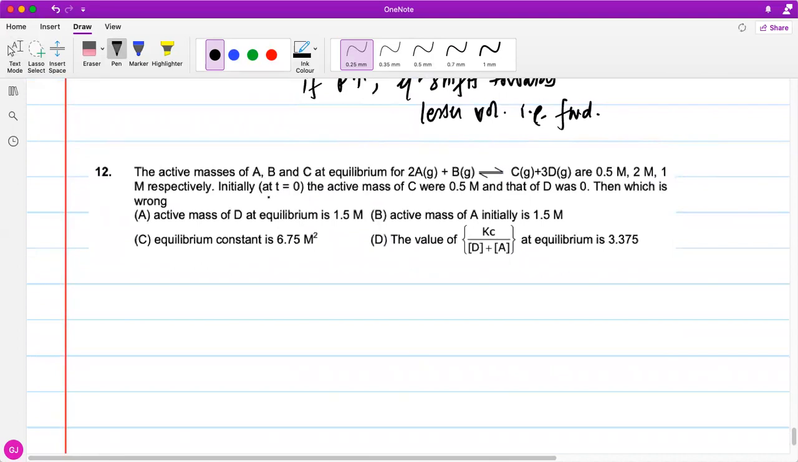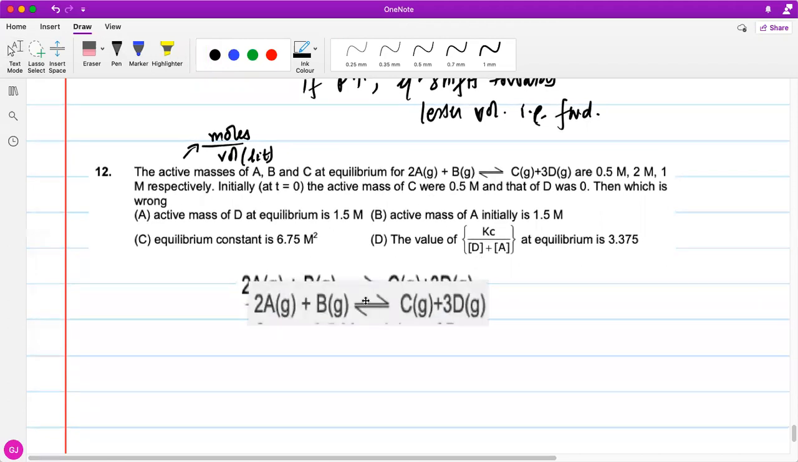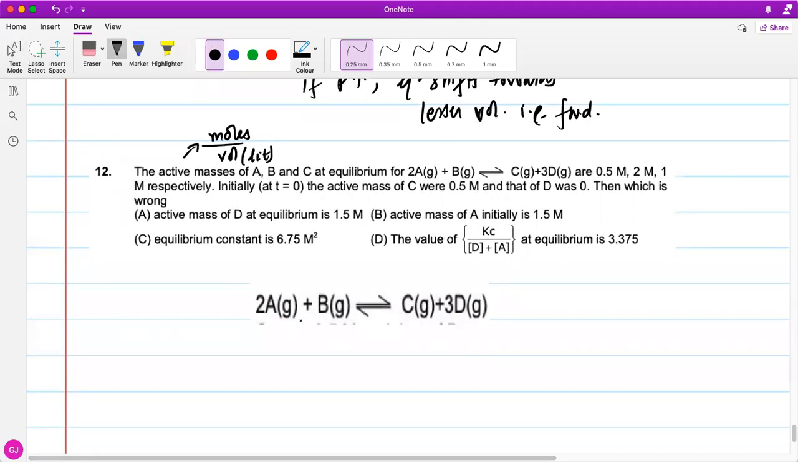That is the 12th question, where active mass means moles upon volume in liter, basically concentration only, of A, B, and C at equilibrium are given. And there is some information about the active mass of C and D also. So let's rewrite the equation. 2A plus B gives C plus D. And for this reaction, we are being mentioned that you have 0.5 moles, molar concentration actually, directly.